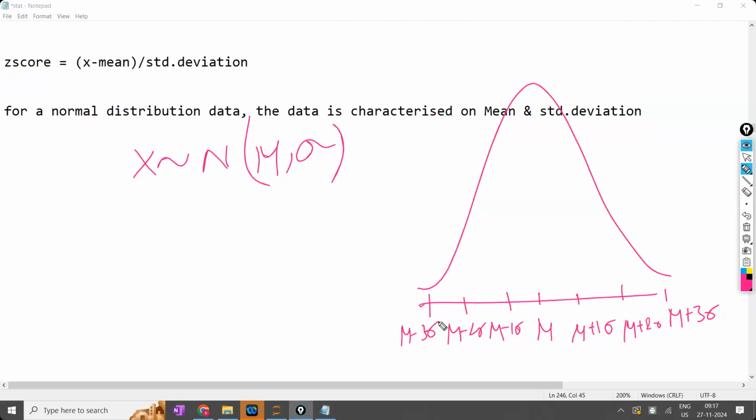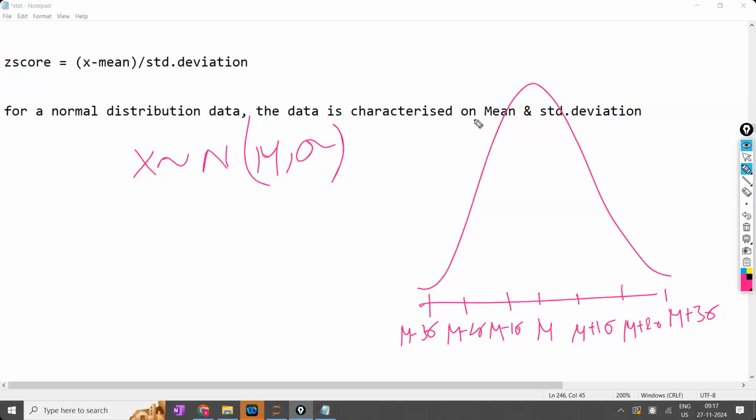Like this. So the center value is mu, and the values should be plus 1 sigma, plus 2 sigma, plus 3 sigma. Left side minus 1 sigma, minus 2, minus 3, minus 4, minus 5, like that. What are the numbers? Right? In this way, the normal distribution data will look like. So that is the meaning of normal distribution data.